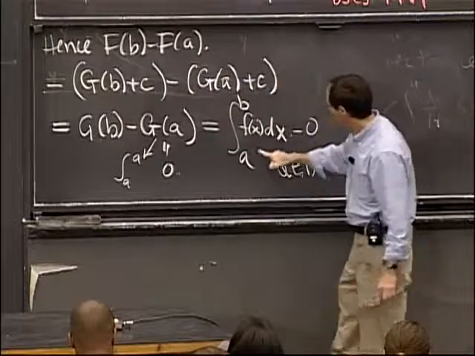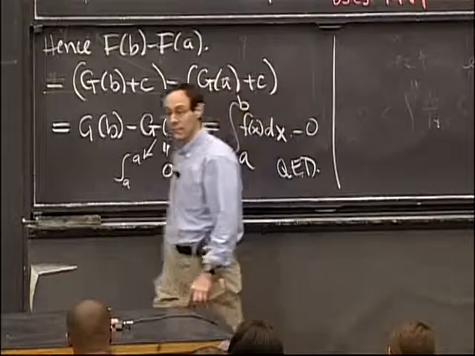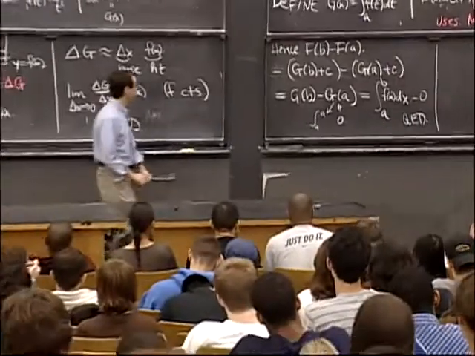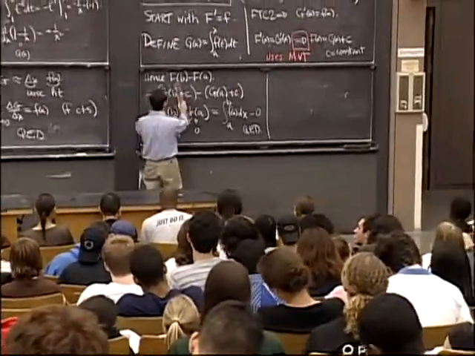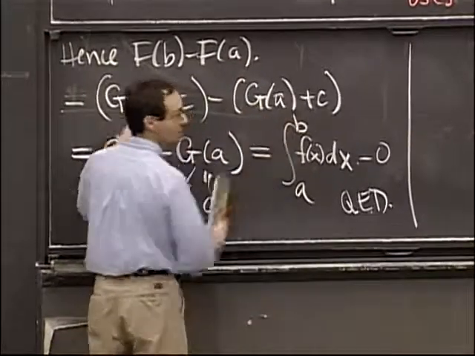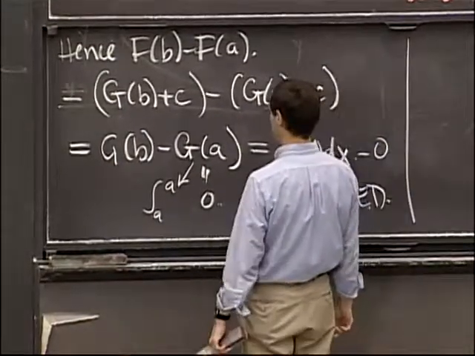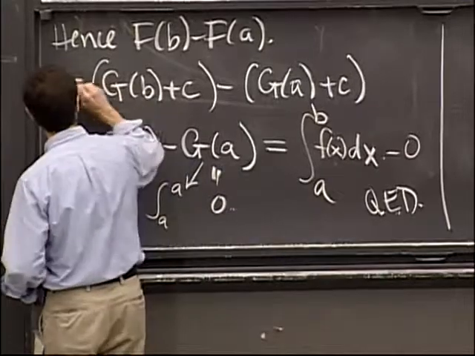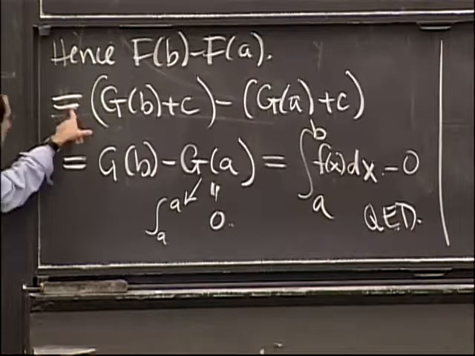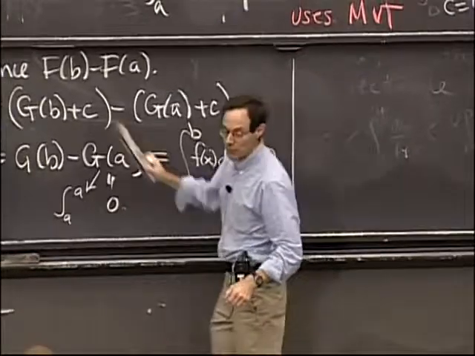I started with f of b minus f of a. I got to the integral. Question? How did I get from f of b minus f of a to g of b plus c minus g of a plus c? Oh, sorry, this is an equal sign. Sorry, the second line didn't draw. Okay, equals, because we're plugging in for f of x the formula for it.